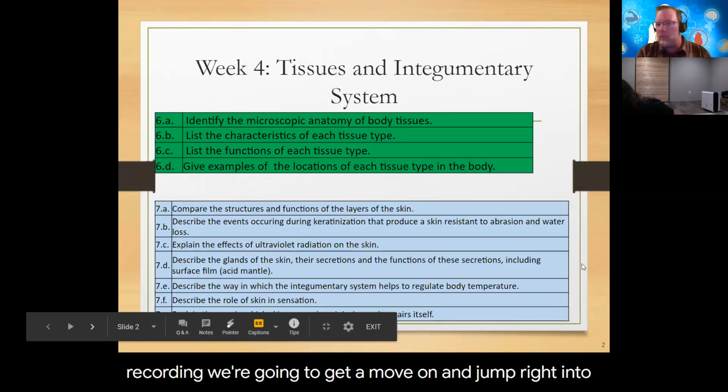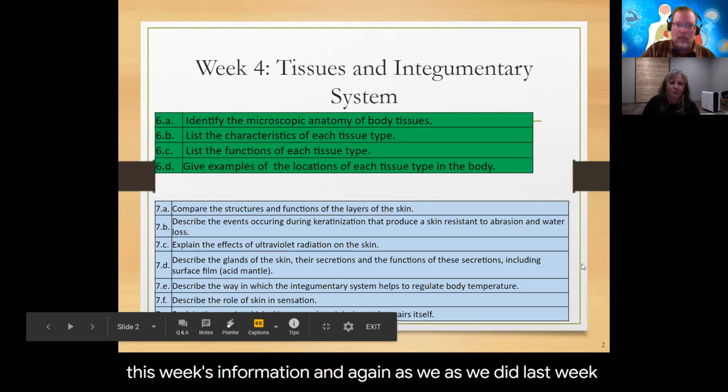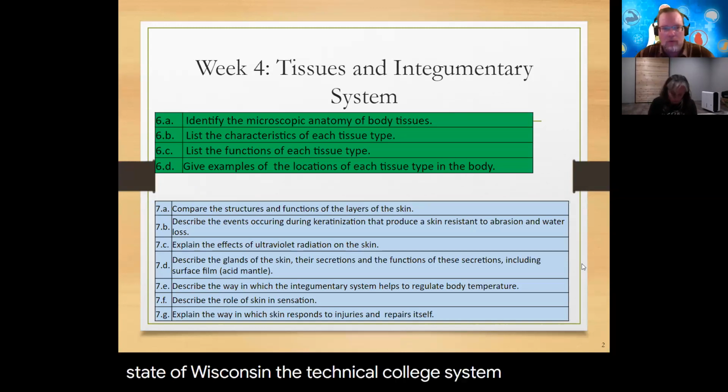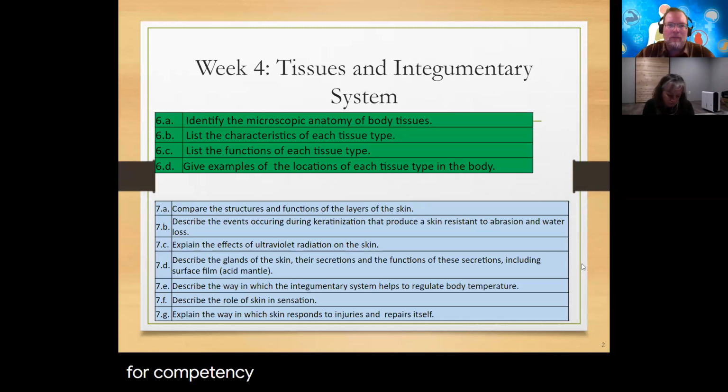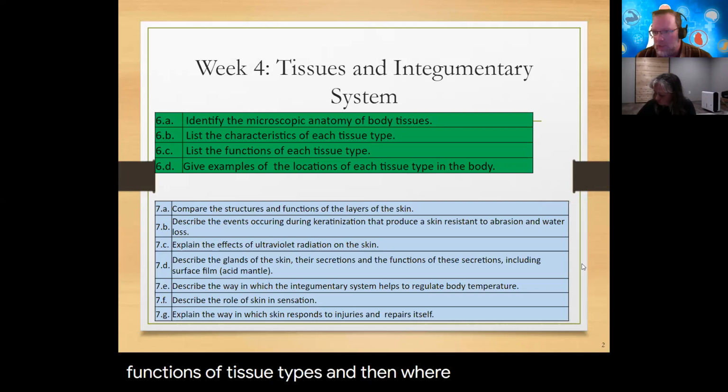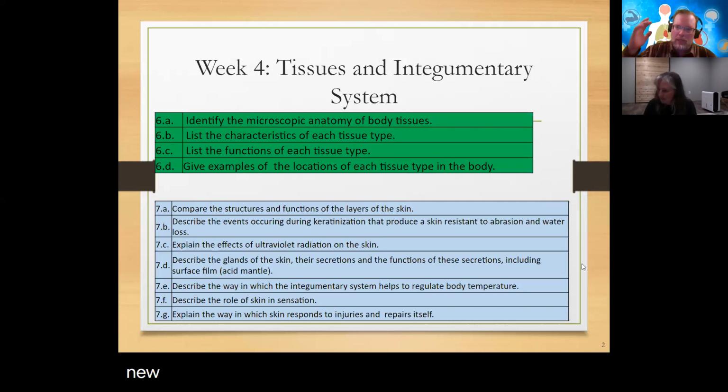And again, as we did last week, we're going to look at the objectives that WIDS, the state of Wisconsin technical college system, gives us for competency 6. We have to go through the microscopic anatomy of body tissues, and that's just a bunch of cells and some other stuff, so that's not going to be too bad. And characteristics of tissue types, functions of tissue types, and then where these different tissues are located. So it is going to be quite a bit of new terminology. There is a lot of organization going on with tissues.